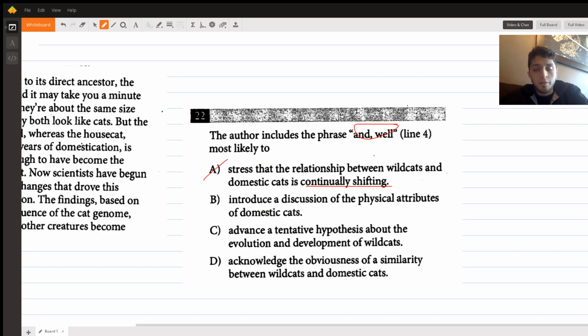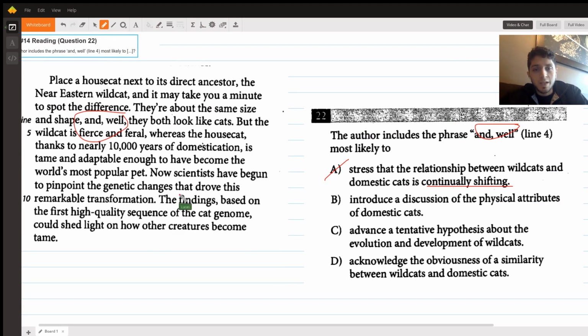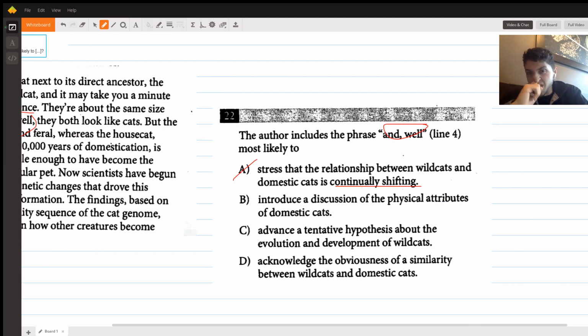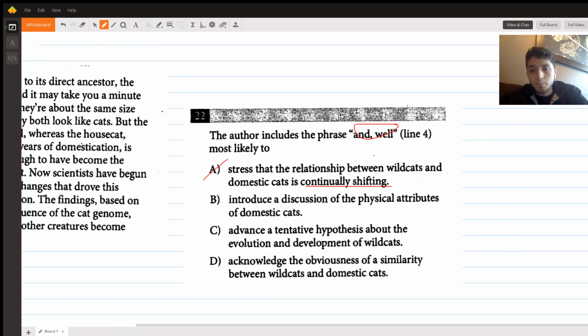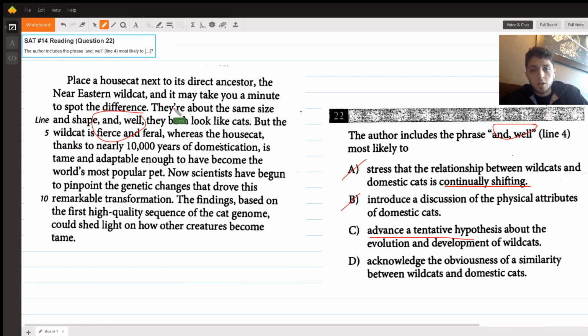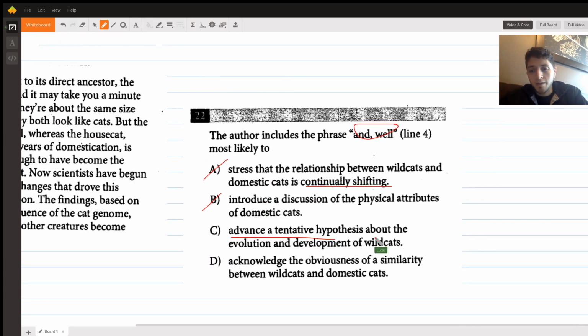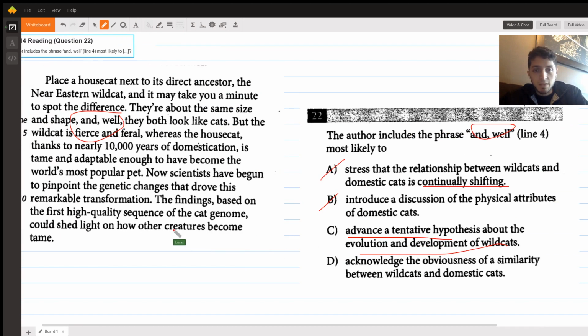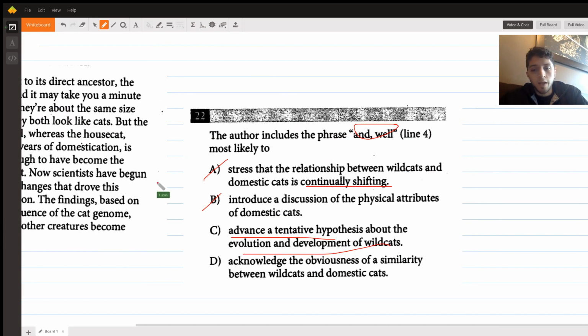B says introduce a discussion of the physical attributes of domestic cats. Kind of. We're in a closer ballpark because now we're talking about physical attributes, size and shape. However, what follows is not a discussion about the physical attributes of specifically domestic cats. What follows is introducing the study that shows why they're different. So it doesn't introduce that discussion. Get rid of B. C, advance a tentative hypothesis. Honestly, I just stopped there because there's no hypothesis mentioned here. It's just talking about facts on the ground: same size and shape, they both look like cats. And if we continue, a hypothesis about the evolution and development of wildcats, the passage does not really talk about that. It talks about the transition from wildcat to domesticated cat, but not that. So we can get rid of C.